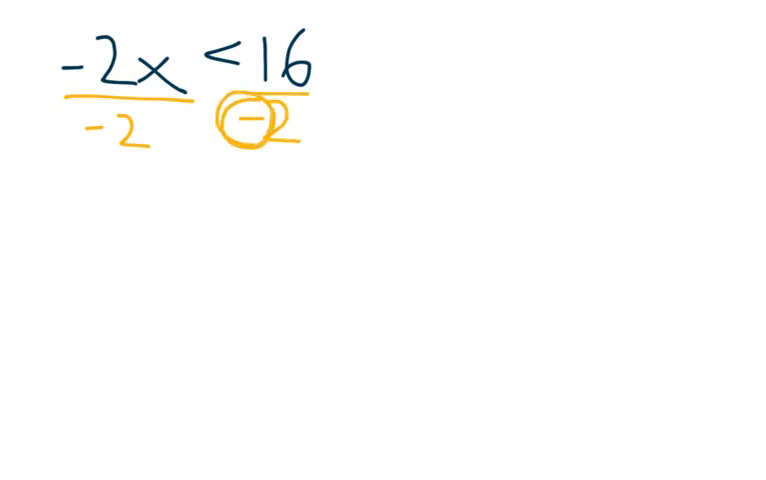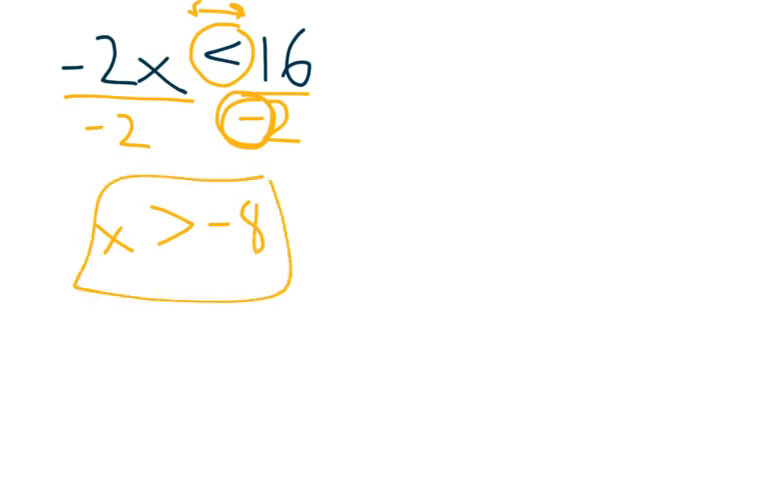Let's say we have negative 2x is less than 16. Here, we need to divide by negative 2. Now that we have done something with a negative number, this inequality has to flip. That's my little symbol for flipping. x is now going to become greater than negative 8. Box it, walk away.